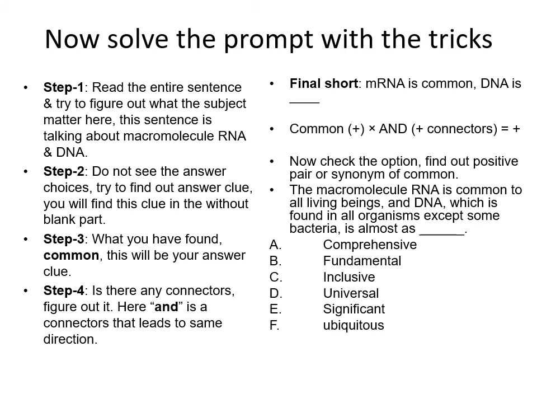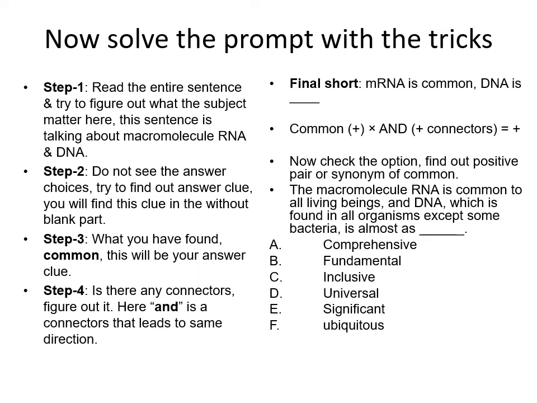Now, solve the prompt with the help of the tricks. Step 1. Read the entire sentence and try to figure out what the subject matter is here. This sentence is talking about macromolecule RNA and DNA. Step 2. Do not see the answer choices, try to find out the answer clue. You will find this clue in the without blank part. Step 3. What have you found common? Right. This will be your answer clue.